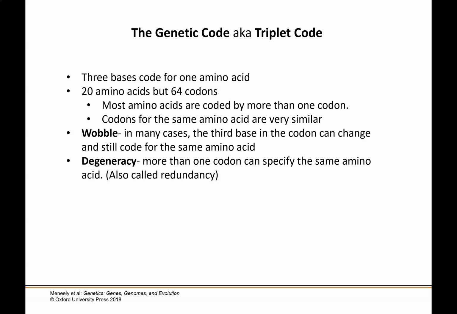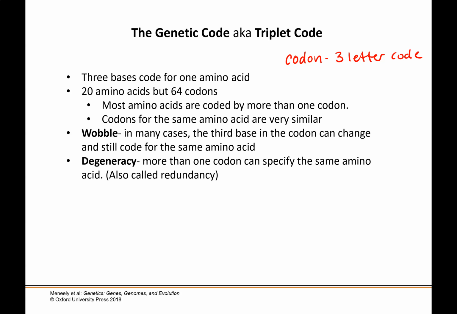So let's talk about the genetic code, or the way that messenger RNA is actually interpreted into an amino acid sequence. First of all, every 3 bases code for a specific amino acid. There are 20 amino acids, but 64 codons. Codons are just the name for the 3-letter code. So if we have 20 amino acids but 64 different codons, that means that there are multiple sequences that code for the same amino acid. In other words, an amino acid has more than one code.